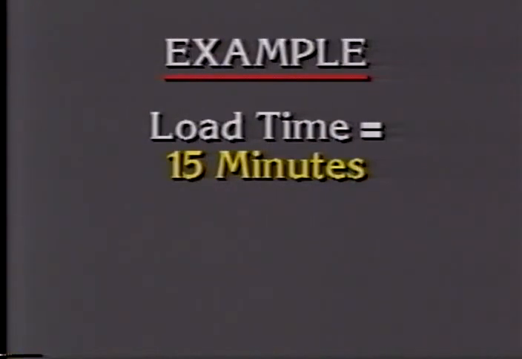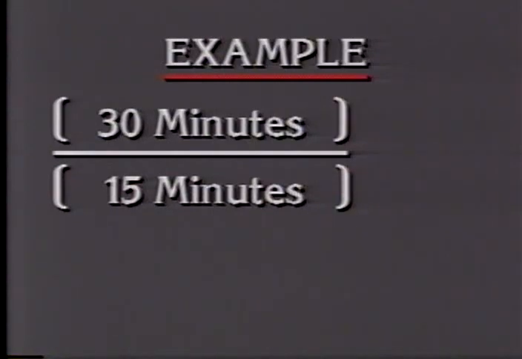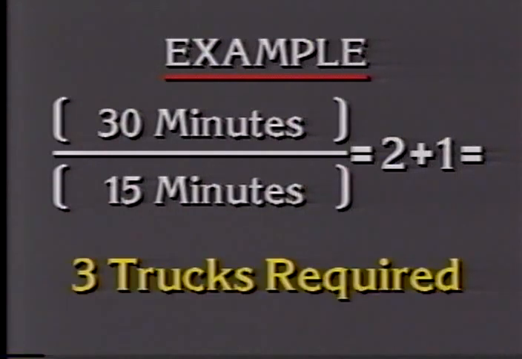For example, suppose the estimated load time is 15 minutes and the round-trip haul time is 30 minutes for each truck. How many trucks need to be assigned to this job? 30 minutes, the haul time, divided by 15 minutes, the load time, is 2, plus the added 1 means you assign 3 trucks to this particular job.